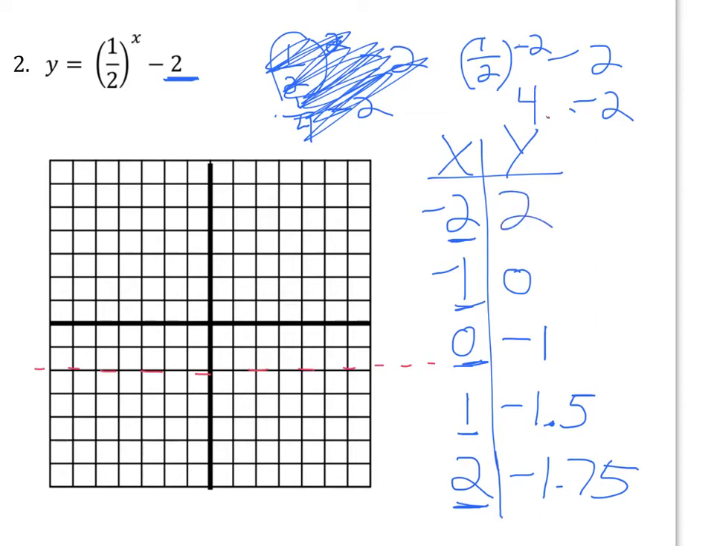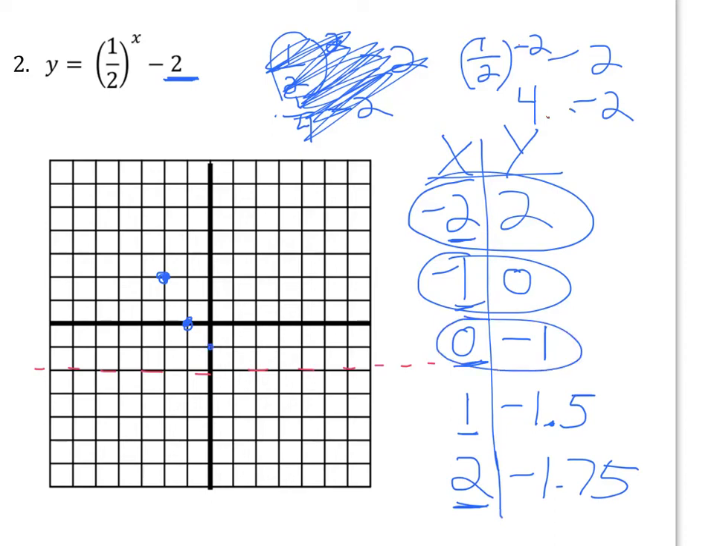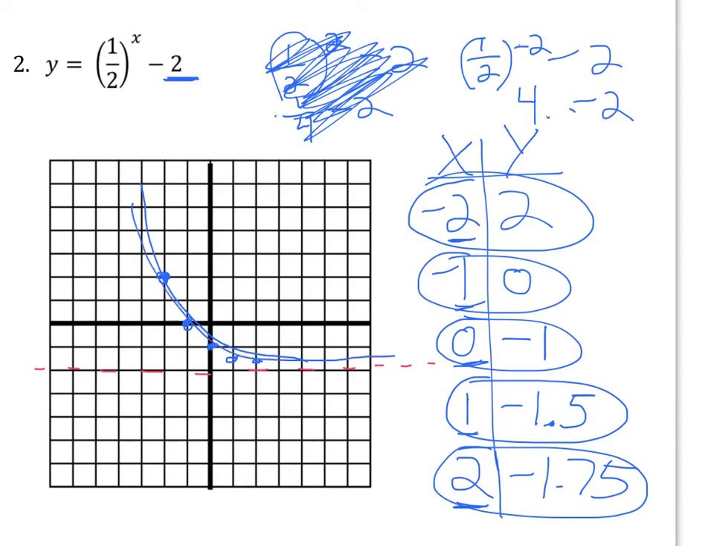Alright, so let's graph these 5 points. We got -2, 2, so you go to the left 2, up 2. I got -1, 0, which is right here. Then I got the y-intercept 0, -1, which is down there. And then this is where it levels off. I got 1, -1.5, so I go to the right 1, down 1.5 units. Then I got 2, -1.75. You can see as you go to the right, the points get closer and closer. That's where it levels off, and this is our graph. It doesn't have to be perfect. Okay, and that's pretty much it.